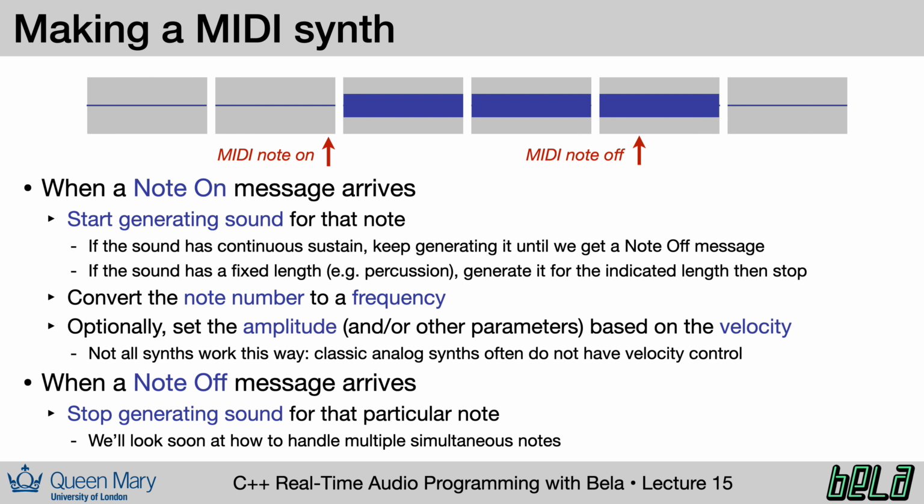We then need to wait for a note off message to arrive for the same note number. At that point, we should stop generating sound for that particular note. We're going to look a little bit later on at how we handle multiple notes being on simultaneously, whether our synth is monophonic or polyphonic.